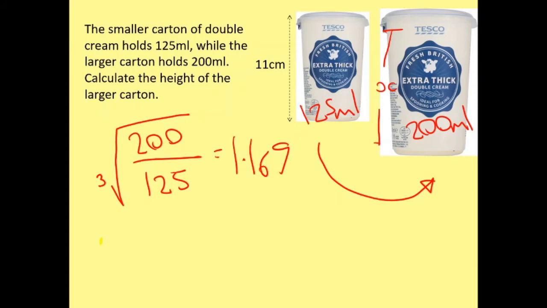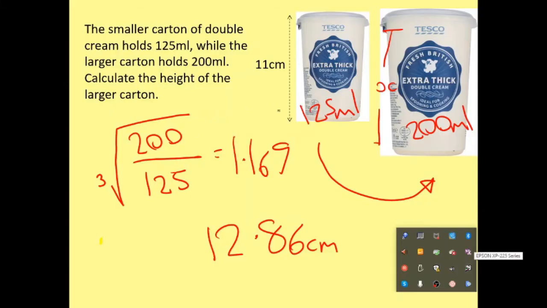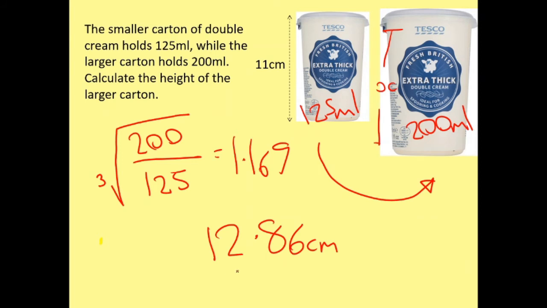So I'm going to times that by 11. I think the height of the big one's going to be 12.86 centimeters. And there's no figures to round to or anything like that. After checking my calculator, actually I realised this is a rounding error. So it actually should be 12.87 centimeters.